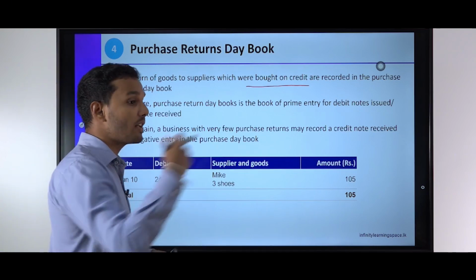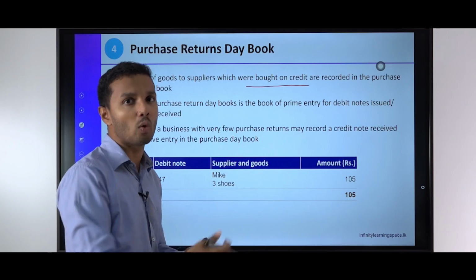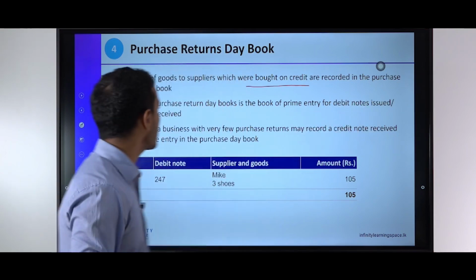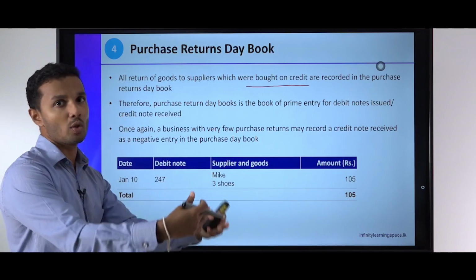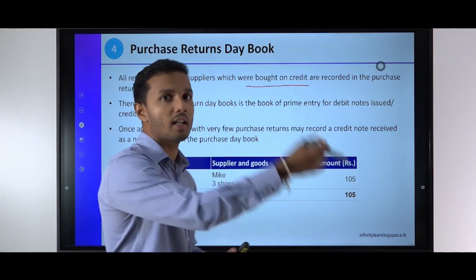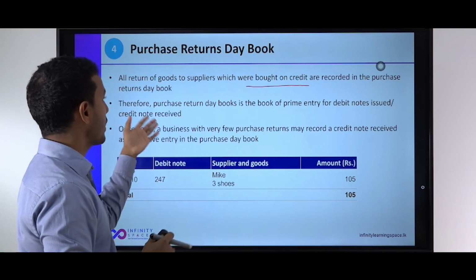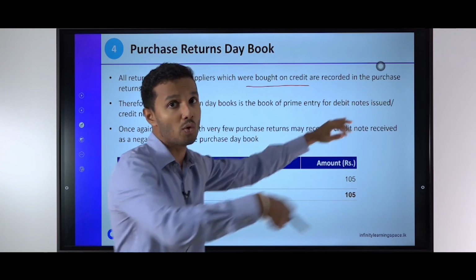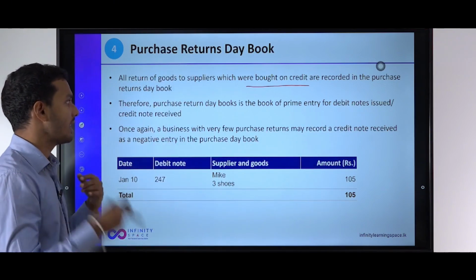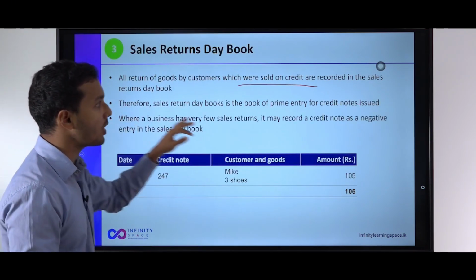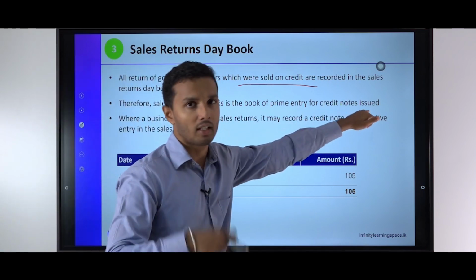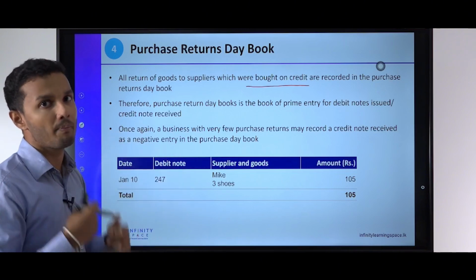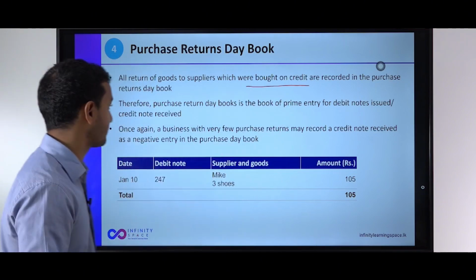Now, we know when we return goods, we have to issue a debit note, right? When we return goods, we issue a debit note, or you can think of it as credit notes received. So, we are the ones who issue the debit note, but at the same time, we get a credit note from the supplier. So, you can think of the purchase return day book as the prime entry book where you record debit notes that you have issued or the credit notes that you received. Now, here in the sales return day book, we record credit notes issued by the business. Here we are recording credit notes received by the business, or simply debit notes.